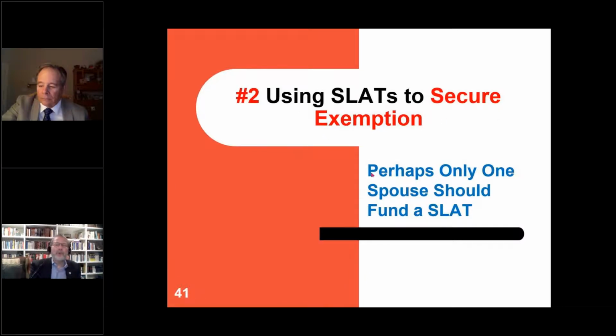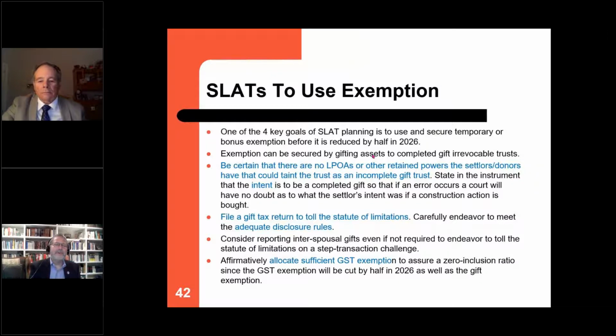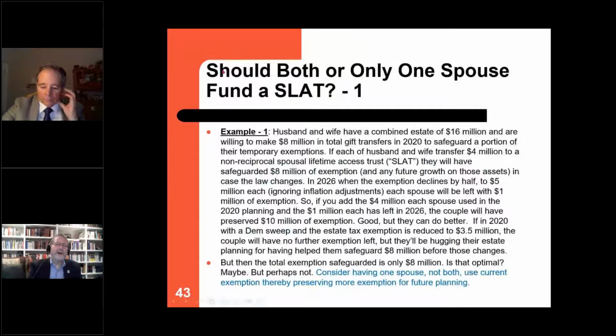Let me make one quick point for point number 2. You want to use SLATs and SLAT-like planning, which we're going to get to, to secure the exemption. One of the problems that I see is so often clients of more moderate wealth should perhaps only do one trust, and I'm going to give you a spin on that in a second, but instead do 2. If you have 2 clients that put $4 million each into a SLAT, they've wasted their time and money. Maybe. I mean, maybe not, because maybe they're both physicians and they want asset protection and that's the primary purpose.